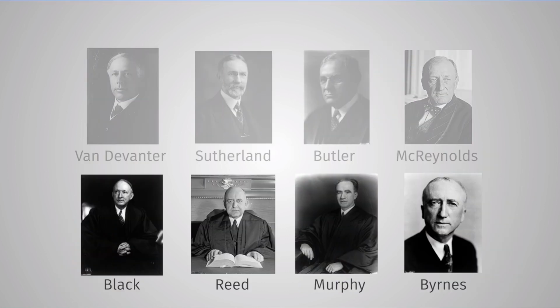Now, 3 months after West Coast Hotel was decided, the Four Horsemen essentially disbanded. In June of 1937, Justice Van Devanter retired. In January of 1938, Justice Sutherland retired. Justice Butler stepped down the following year in November of 1939. Finally, 13 months later, in January 1941, Justice McReynolds left the court.